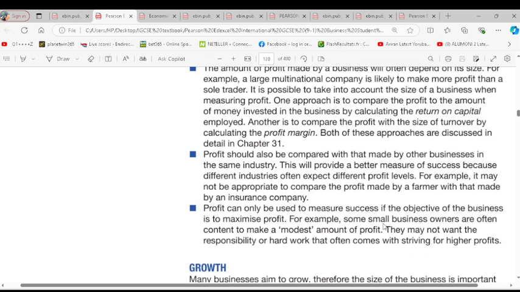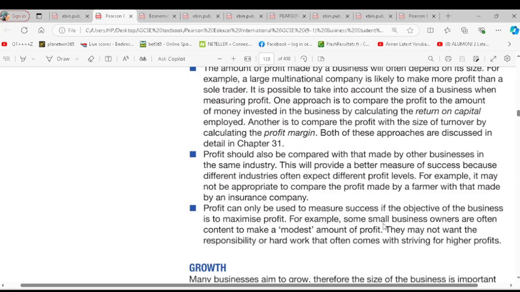Yeah. The next one: profit should also be compared with that made by other businesses in the same industry. So when you are comparing your profit, don't compare the profit of the previous year with this year. Compare the profit of this year with your competitors. So, last year one of our competitors made $10,000. We made $8,000. This year we made $12,000. Our competitors are making $11,000. So okay, we are making more profit than our competitors. So when you are comparing profits, don't just compare with your own firm. Don't compare with your previous year. Compare with your competitors. Do you get the point here? Compared to the competitor. Yes.